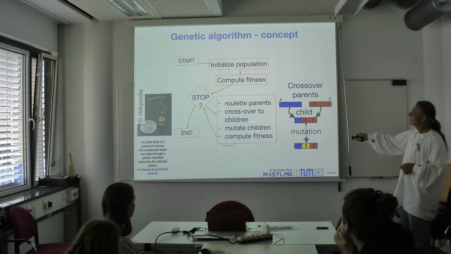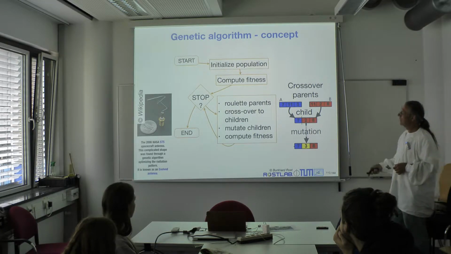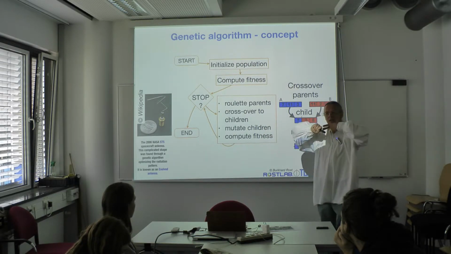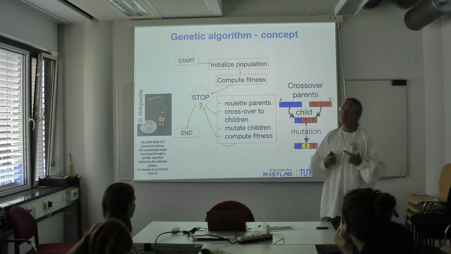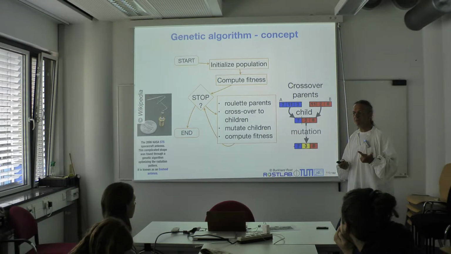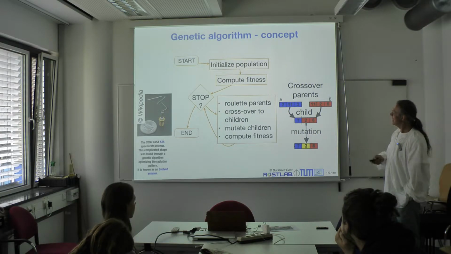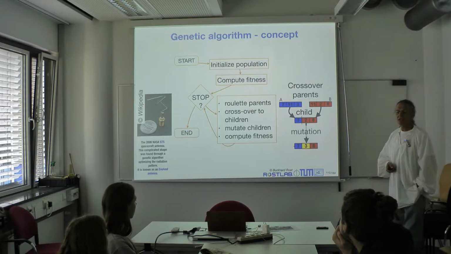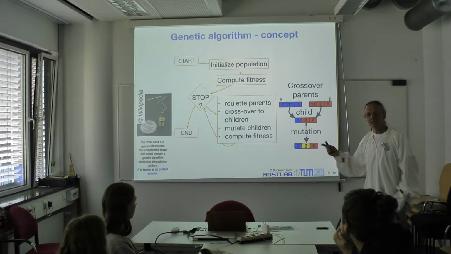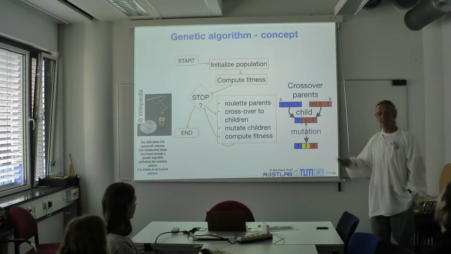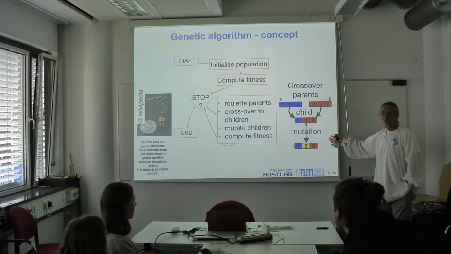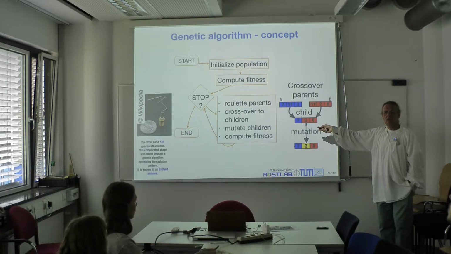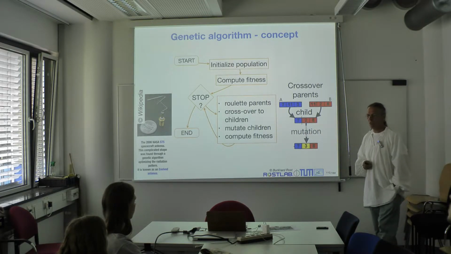You roulette the parents, you cross over children, you mutate children, you compute the fitness again and go into an iteration. So whenever an alignment is not fit enough, you somehow change it, you flip some residues, or you flip some regions. And then you have an alignment in the end. So here, crossover, taking from children, here mutations, so you randomly introduce mutations. Again, this is not mutation in the sense in which evolution does it, but it's the same idea. So you have a population of alignments, and you're trying to find the best one.